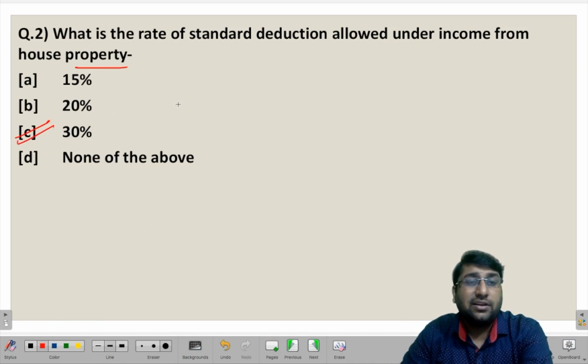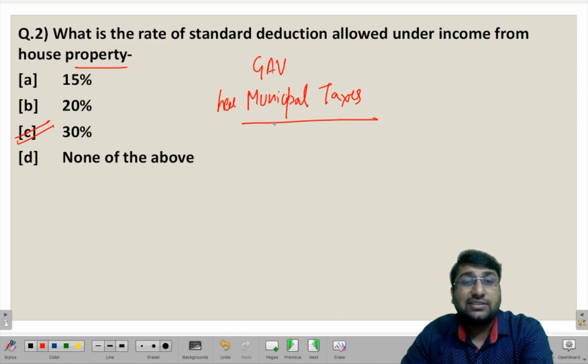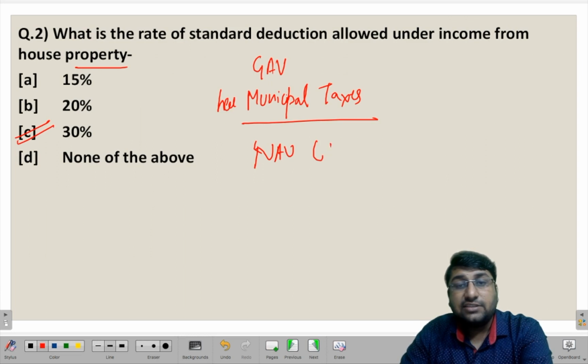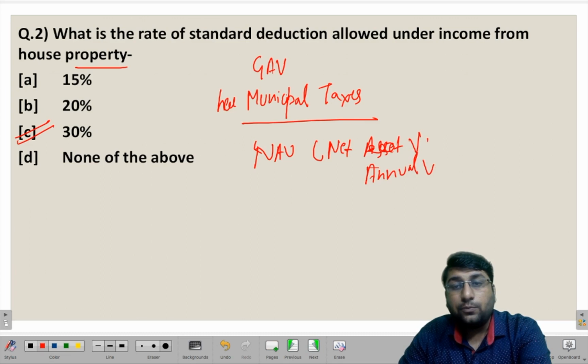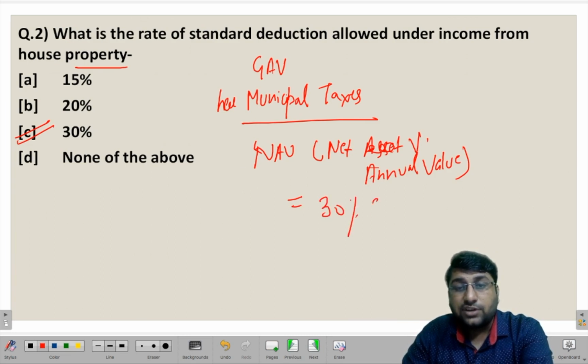Now you need to remember here that when we have the gross annual value, we will first deduct certain municipal taxes, or you can say the house property taxes that are actually paid to the municipal corporation. After subtracting municipal taxes, we arrive at a value known as NAV, that is, net annual value. So earlier it was gross annual value, and when municipal taxes are subtracted, it becomes net annual value. The standard deduction will be allowed at 30% of the net annual value. So this will be your standard deduction.